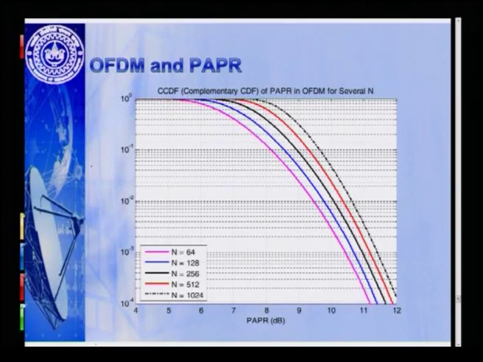For instance, this plot here shows the PAPR of OFDM systems for several different numbers of subcarriers, that is the PAPR for N equals 64, for N equals 128, N equals 256 and so on. As we see, as the number of subcarriers increases, the PAPR gradually increases. The way to read this plot is as follows. For instance, let us say we want to find the PAPR corresponding to N equals 1024 subcarriers, and I want to do it for a level corresponding to 9.5 dB.